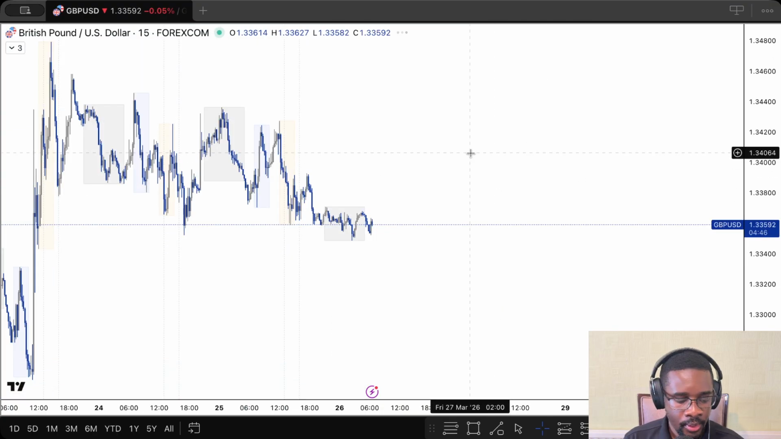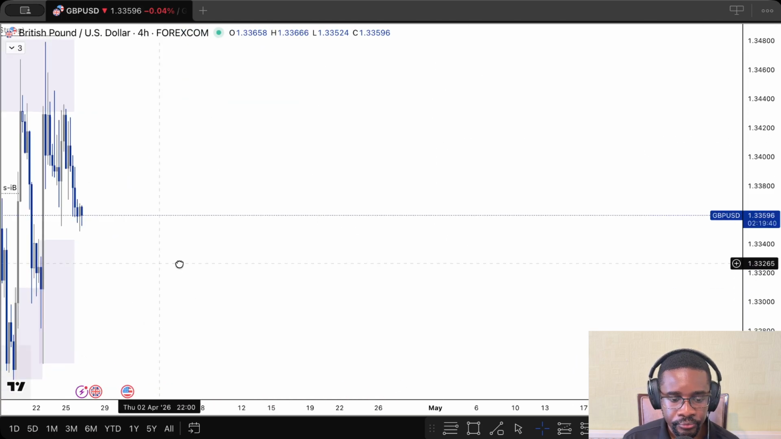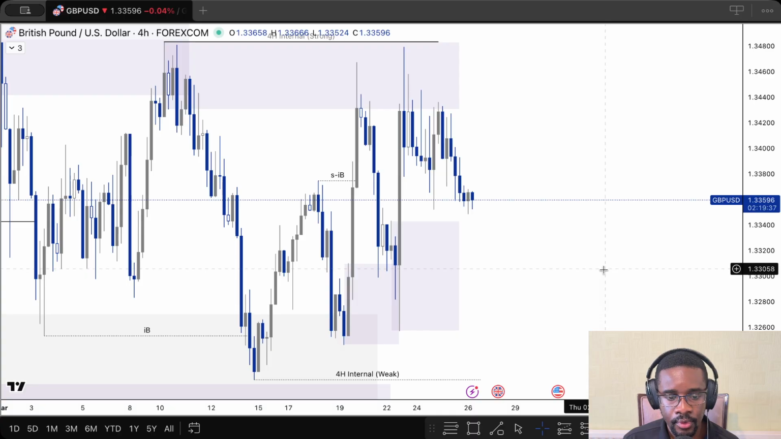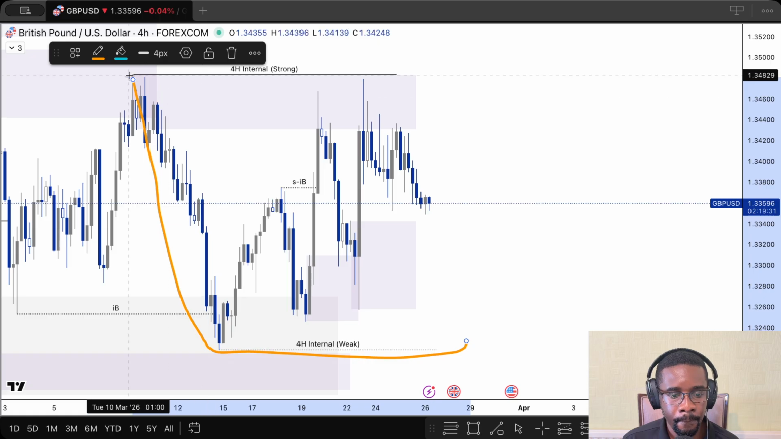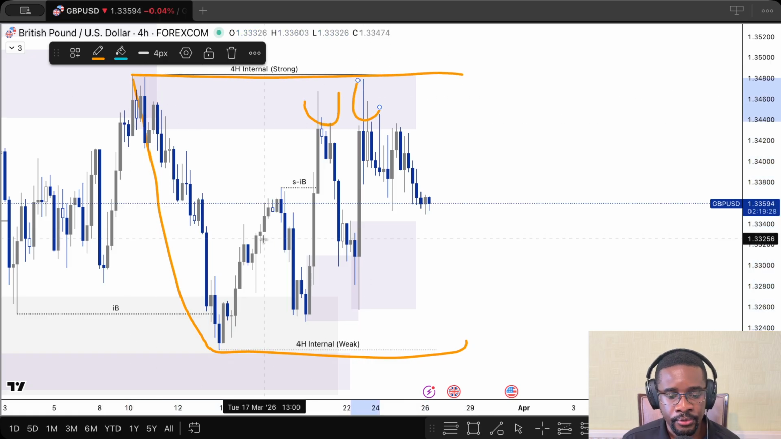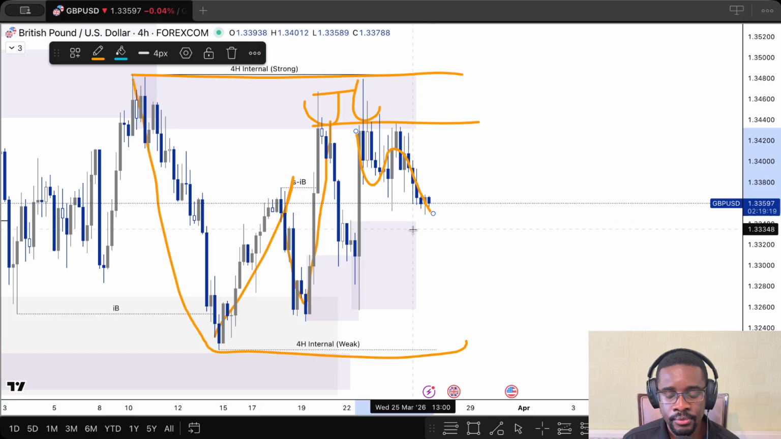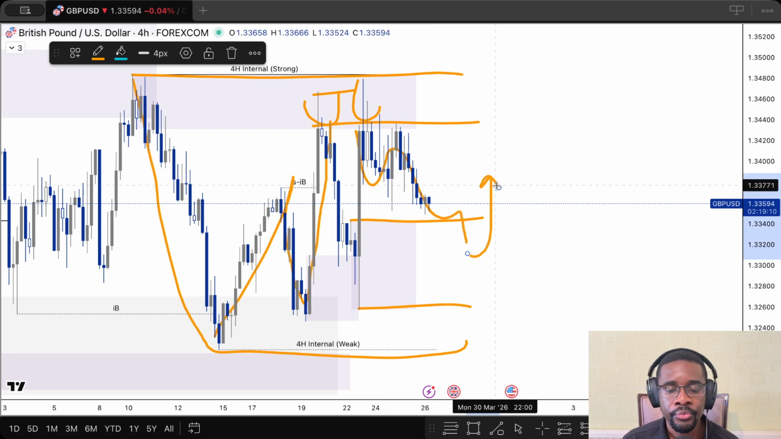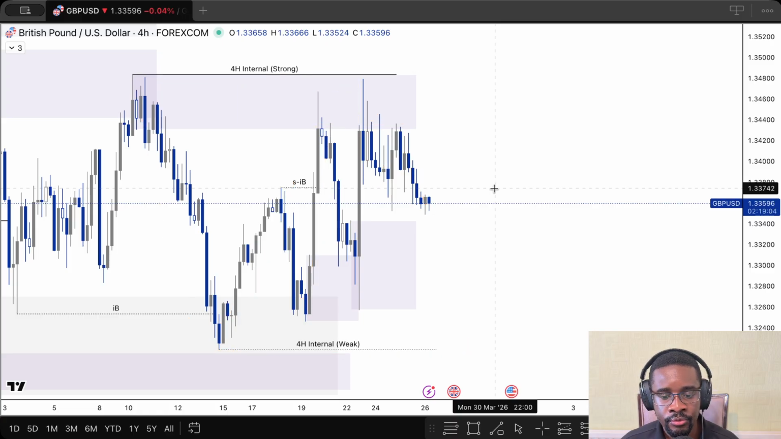So let's look at the British pound, starting on the 4-hour. This is the range that we're in, and we're still respecting the range. Internally, we've kind of shifted bullish. We simply had a sweep, no close, and price is now slowly retracing. We have this area of demand where price could mitigate, and then we could see a bullish reaction. So on the 4-hour, this is what we're seeing.